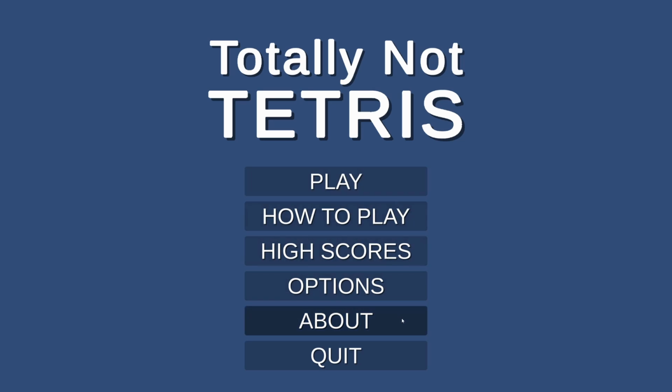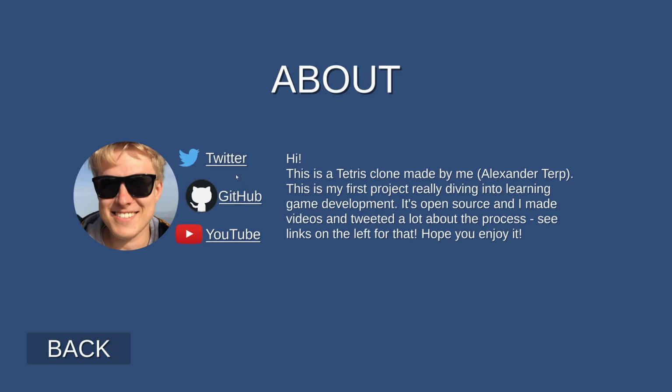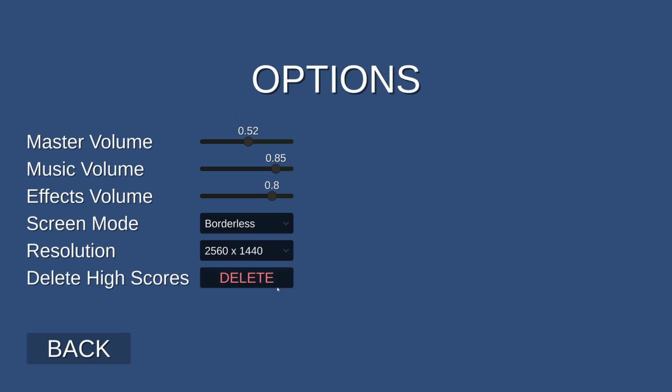As you can see here, I have the main menu where I can navigate to an About page with functioning links, an Options menu with functioning elements, including a delete button for resetting high scores. The audio sliders work as well, and I'll actually adjust things down a little bit for this video. These settings are saved and persisted through different play sessions.